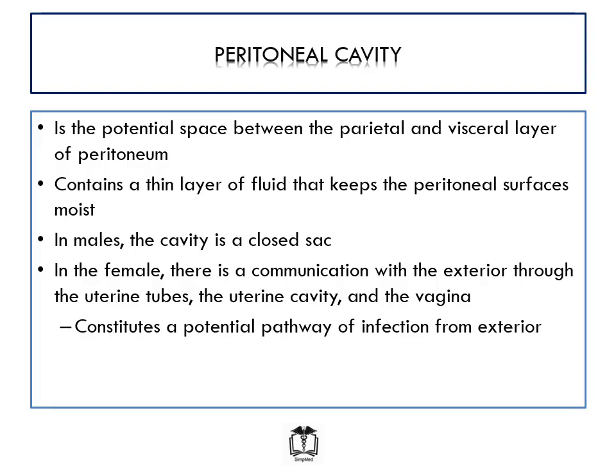In males, the peritoneal cavity is a closed sac. In females, whereas, there is a communication between the exterior and the peritoneal cavity through the uterine tubes, the uterine cavity, and the vagina. And as a result, this constitutes a potential pathway for infection from the exterior.